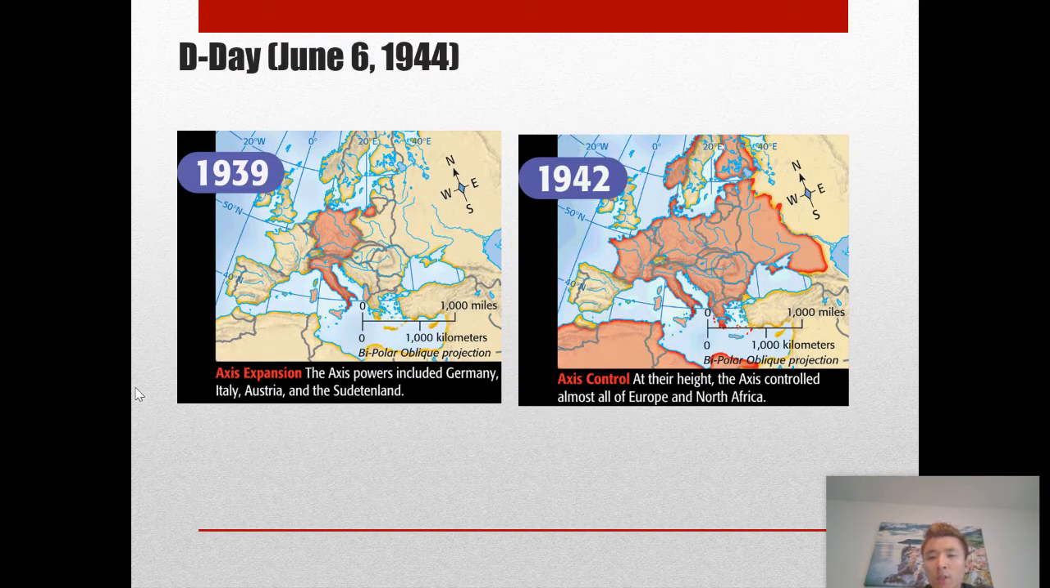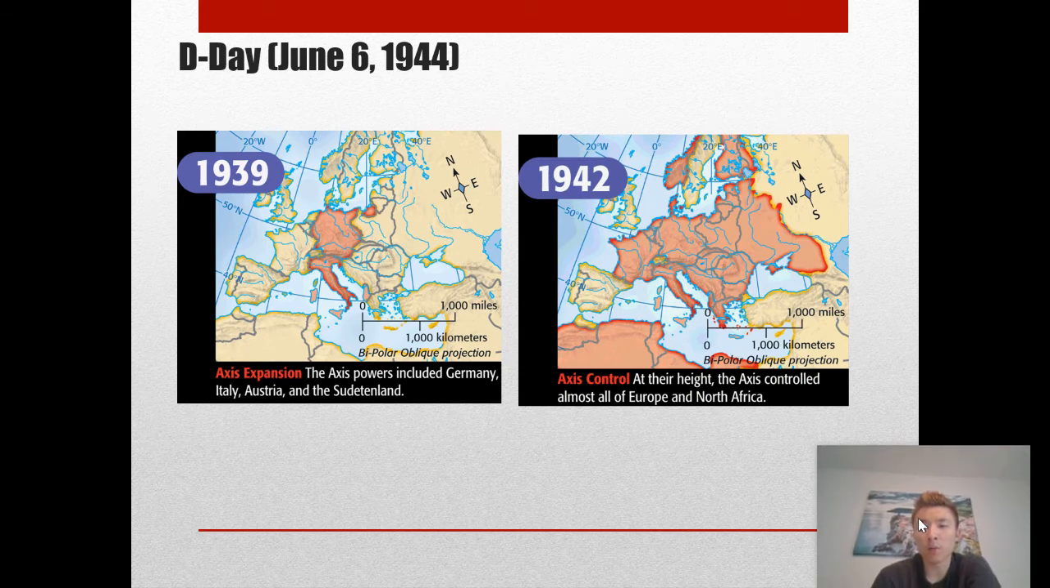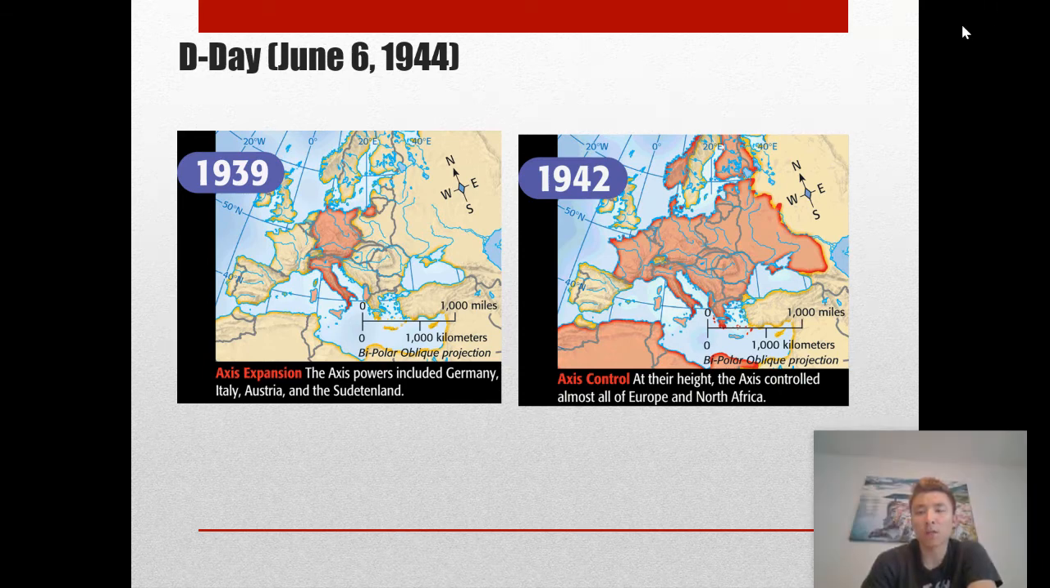So, of course, there are 2 fronts to the war. There's the European front and the Pacific Asian front, but this is a map of what's going on in Europe. So, at the time, what you see on the left map in 1939, these are the locations of the Axis powers. This included Germany, Italy, Austria, and Sudetenland.